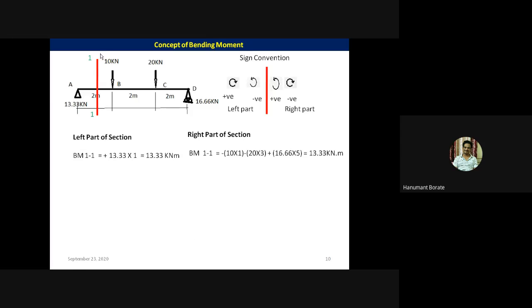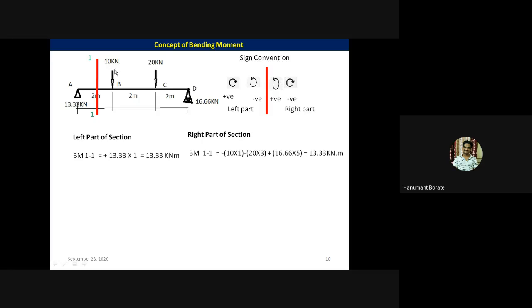Now forget about the left part, just focus on the right part of the section. In the right part, there are three forces: 10 kilonewton, 20 kilonewton, and 16.66 kilonewton. So to calculate the bending moment at section 1, we need to consider three forces. We need to take the moment of the 10 kilonewton force, the moment of the 20 kilonewton force, and the moment of the 16.66 kilonewton force. So this section 1 is the moment line, or we can say this is the moment center.